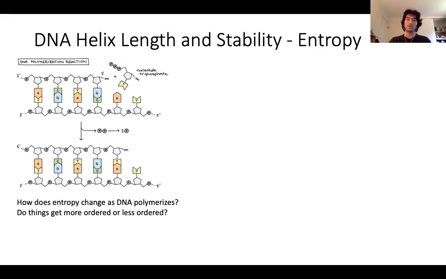Okay, so far we've listed a few forces that increase the stability of the DNA helix. But now I want to step back and think about whether there is anything that might be destabilizing the DNA helix. In other words, are there any forces that favor single-stranded DNA instead of double-stranded DNA? Here we can talk about entropy.